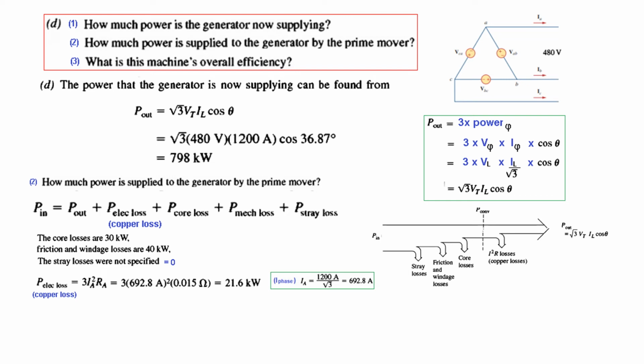And now we have to calculate the copper loss. This was core loss, this one is not copper loss. Copper loss we have to calculate. So copper loss is 3 times I square RA, the formula for single phase. I we know for single phase is 692.8, R is given for single phase. So from here we get 21.6 kilowatt as the copper loss, or what is called electric loss.